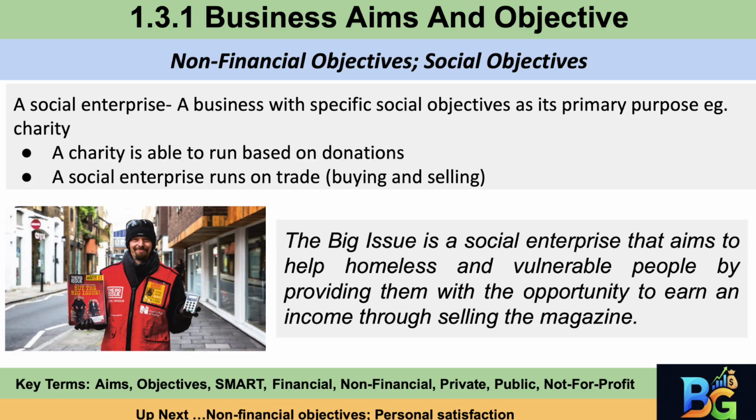Exactly. They could just run shelters or soup kitchens, classic charity work. But their method is fundamentally about trade. They give people the chance to earn their own income by selling the magazine. Let's break down that mechanism because it shows exactly how the mission and the revenue stream are integrated. When you buy that magazine on the street from a vendor, you are engaging in trade.